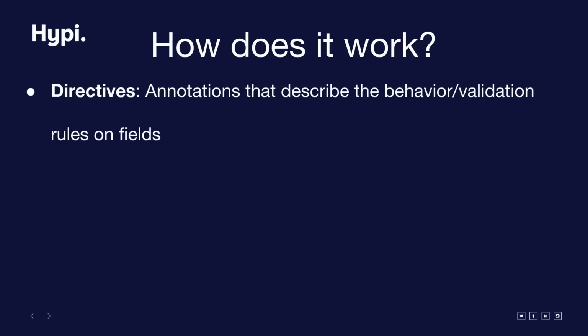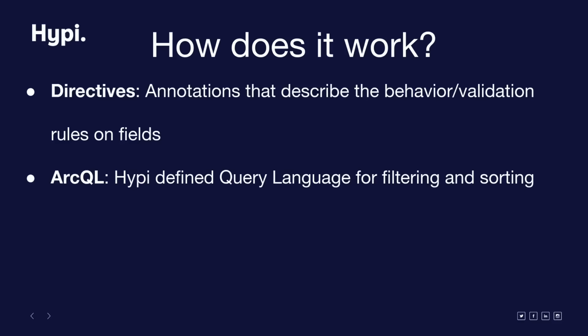Directives are syntax annotations that can be used to enrich the behavior of fields or types. Their functions are endless, ranging from simple validation to defining serverless functions and beyond. Hypi has also designed a query language, RQL, that is similar to SQL to facilitate filtering and sorting of data when executing GraphQL queries. It is better demonstrated with examples in the hands-on exercise that follows.